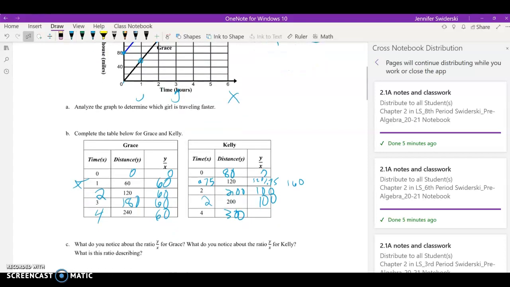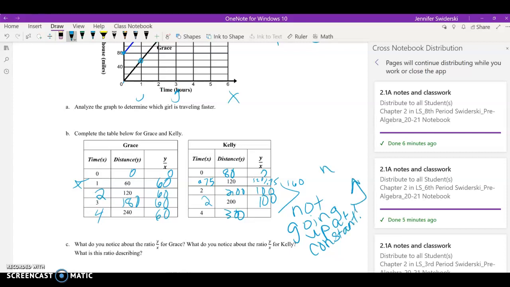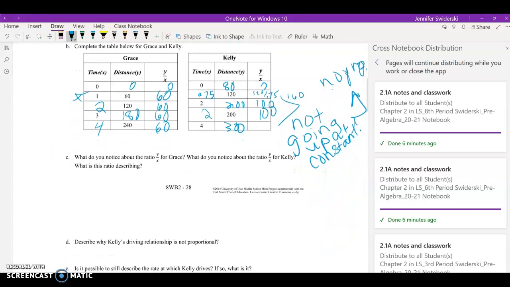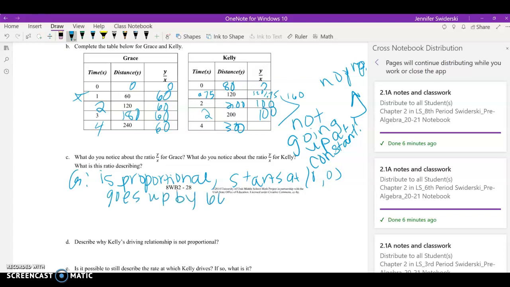So what do you notice about these? These numbers over here on the right are not going up at a constant. They don't form a proportion. No proportion, and the reason why is because it does not start at the origin. So what do you notice about y over x for Grace? Grace is proportional. She starts at the origin, or starts at 0, 0, and goes up by 60 each time.